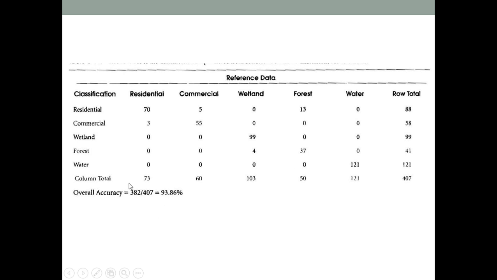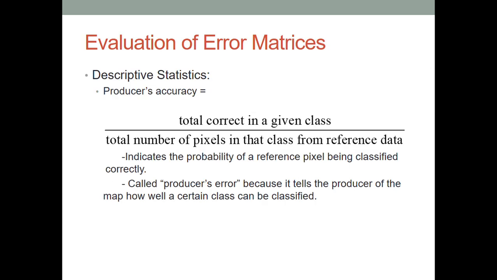So overall accuracy will be divided, and thus we come up with the percentage. Meaning to say, the changes from one pixel to another create 93% accuracy. So less than 7% of pixels are wrongly assigned. After that, we have the producer accuracy, where the total correct in a given class is divided by the total number of pixels in the class from the reference data. So before we calculate the total pixel value, we determine the total correct.